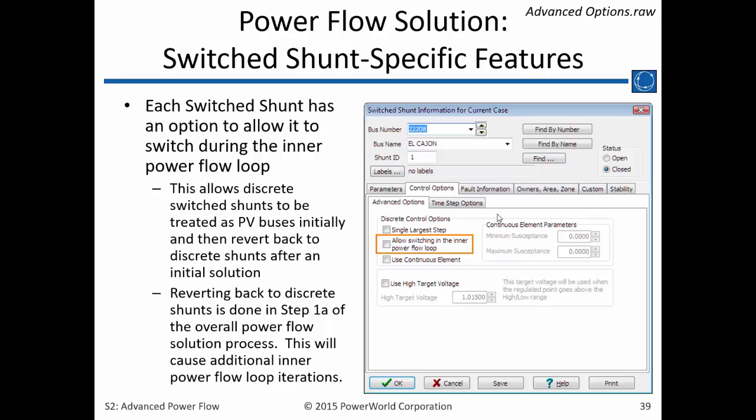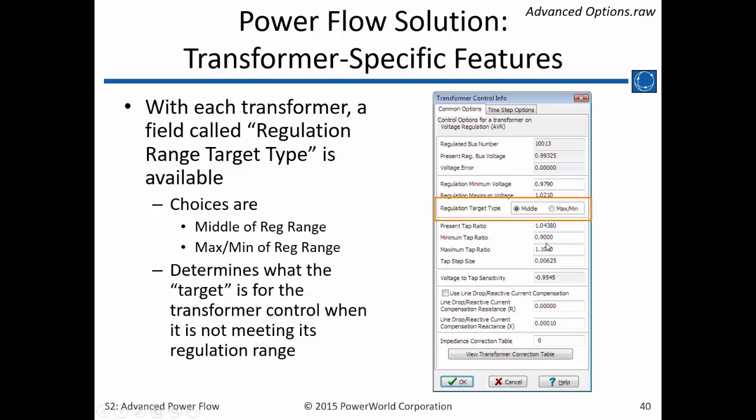Now if we talk about switch shunt specific features, each switch shunt has an option to allow it to switch during the inner power flow loop. This allows discrete switch shunts to be treated as PV buses initially and then revert back to discrete shunts after the initial solution. Reverting back to discrete shunts is done in step 1A of the overall power flow solution process. This will cause additional inner power flow loop iterations. So if we allow switching in the inner power flow loop, we'll end up with more iterations of the Newton-Raphson load flow, and it might take a little longer to solve.